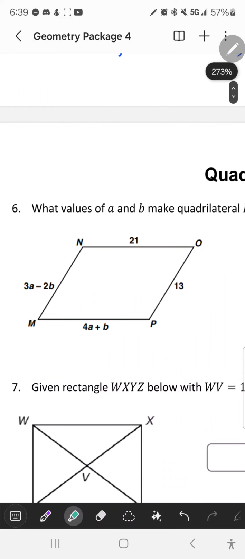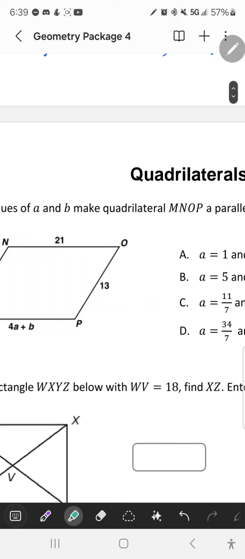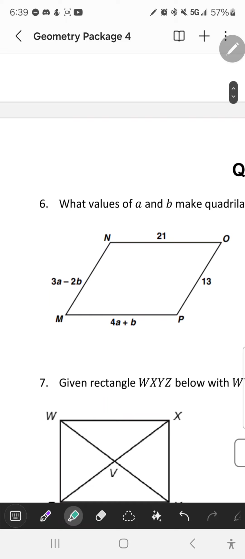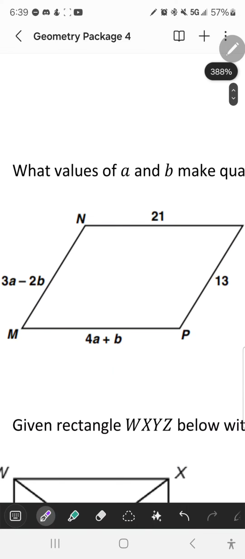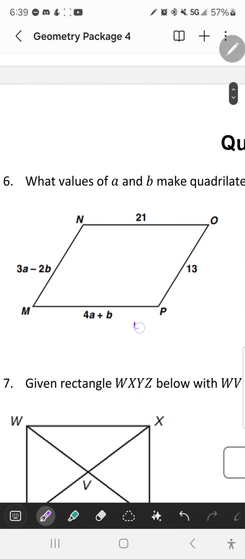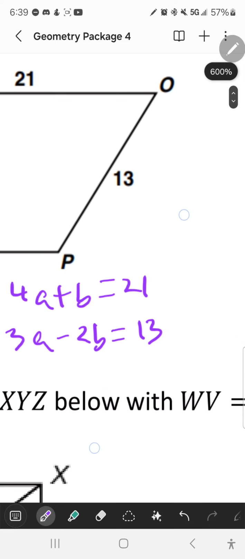Let's keep going. What values of A and B make quadrilateral MNOP a parallelogram? So as we established before, a parallelogram has the opposite sides equal. So this side is equal to this side, and this one is equal to this one. Now let's do this. This is like the one I showed you before. So we have 4A plus B equals 21. Now we have 3A minus 2B equals 13.